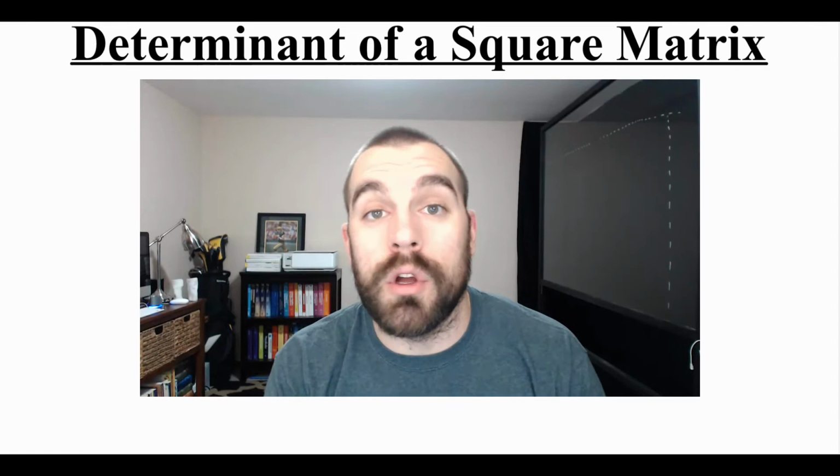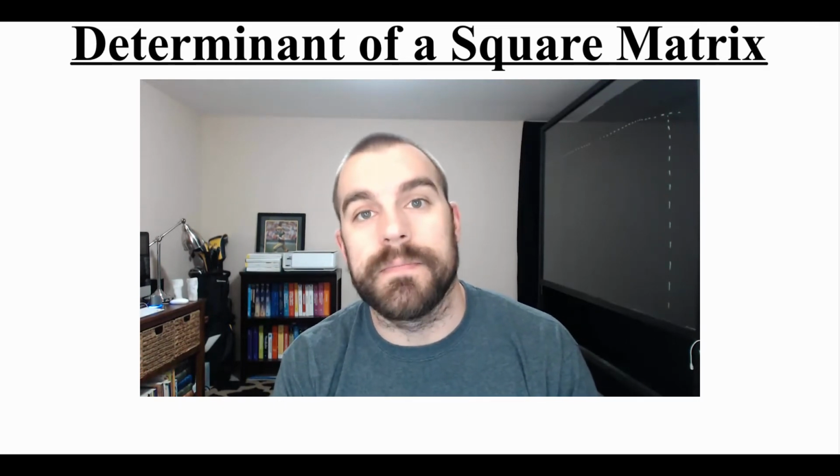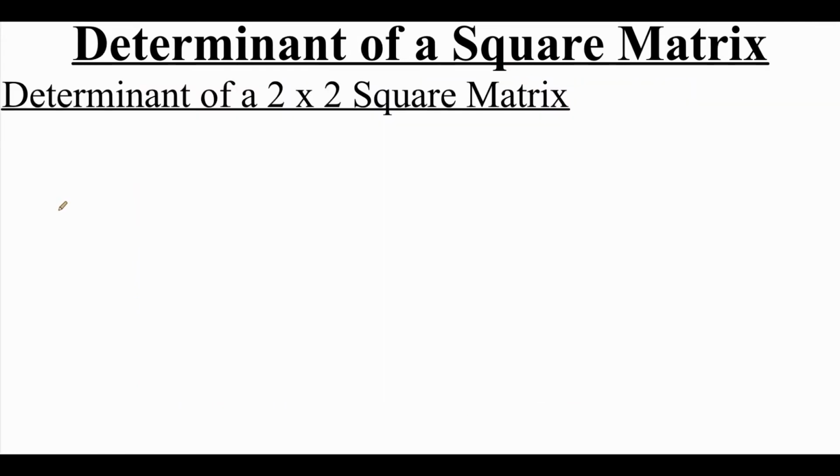In this video, we're going to look at the determinant of a square matrix. As we're looking at determinants, we're going to start by talking about a 2 by 2 matrix. So let's say we had a matrix A with order 2 by 2, and I'm just going to give it some general entries A, B, C, D.